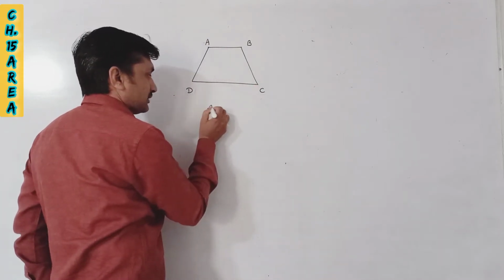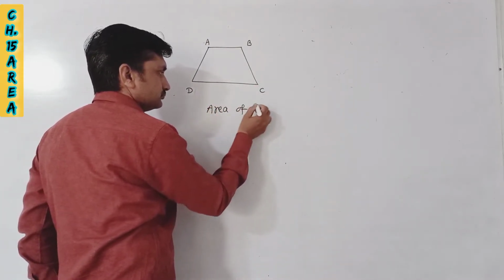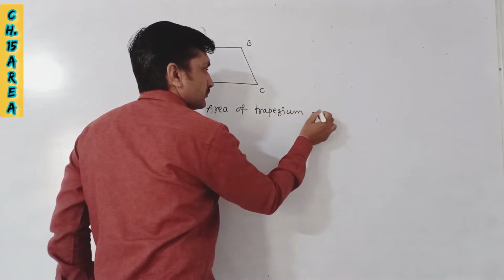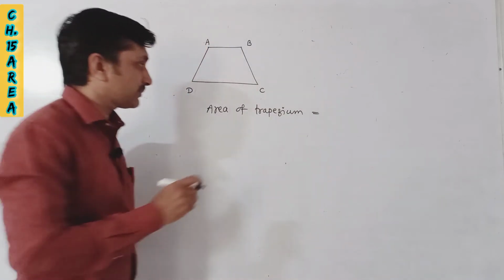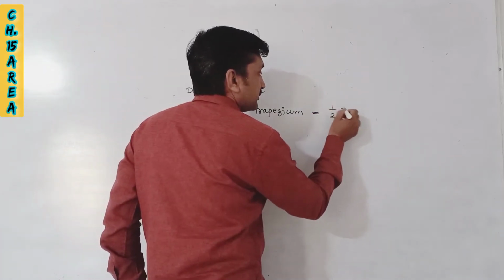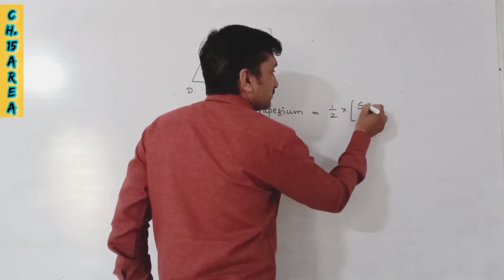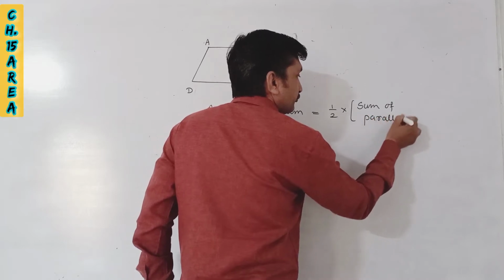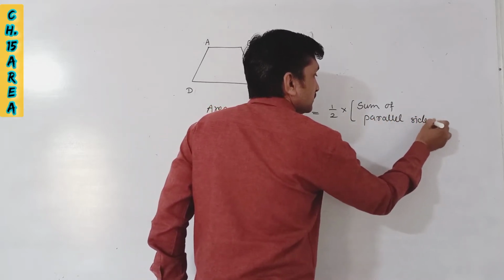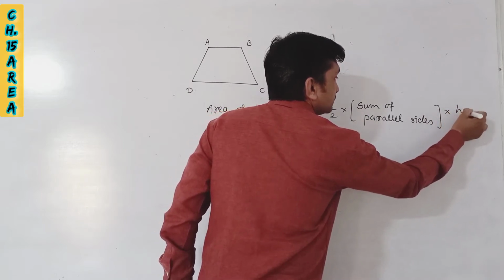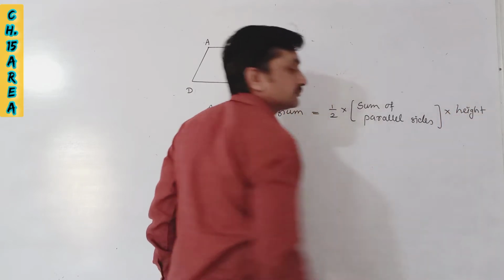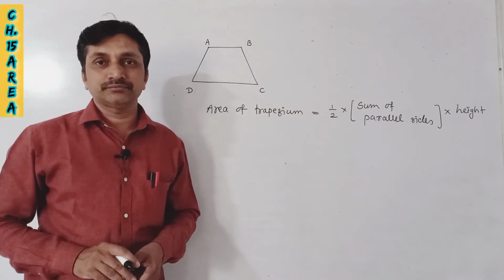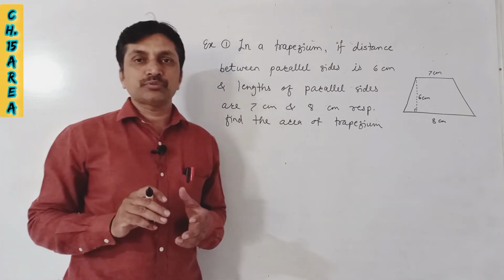Now the area of trapezium is equal to, the formula of area of trapezium is half multiplied by the sum of parallel sides multiplied by height. It is the formula to find the area of a trapezium. Now let's see an example based on area of trapezium.